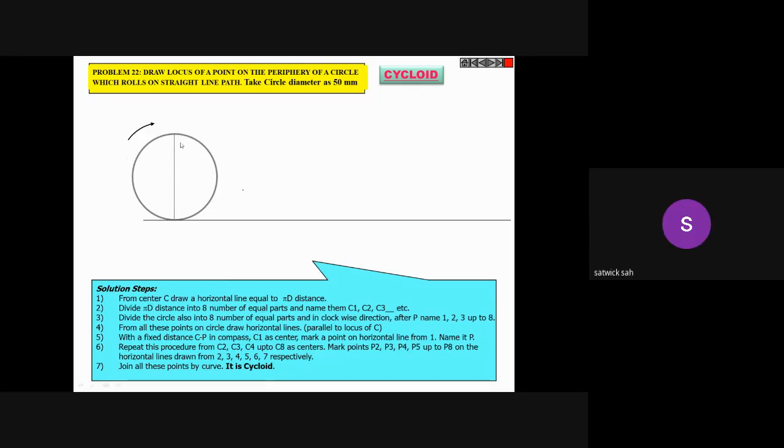By 360 by 8. How much is it? 45 degrees. Okay. And if I tell you to divide a circle into 17 equal parts, then 360 by 17 will be something in terms of decimals, say 46.87 degrees. Can you measure 46.87 degrees with the help of a protractor? No, you cannot measure.